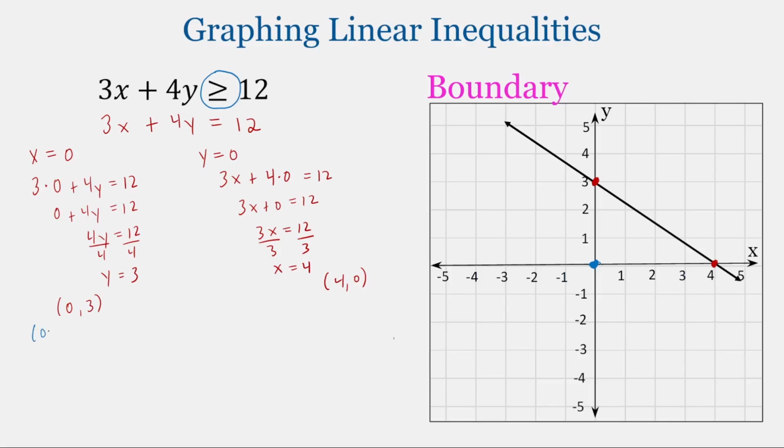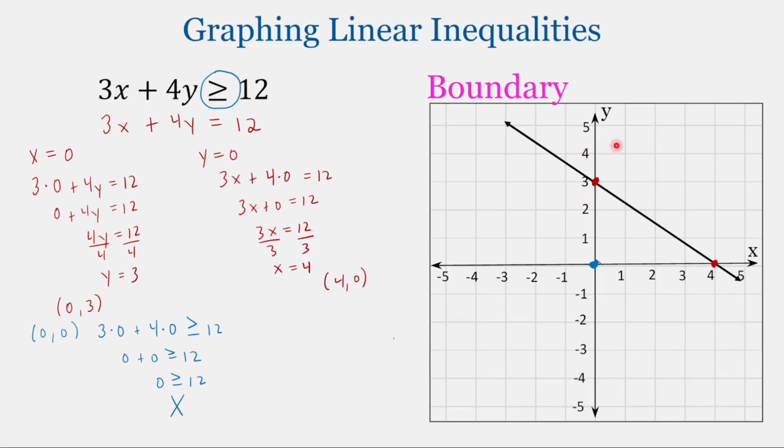So let's test the origin (0, 0), and we're going to plug this back into the inequality. So we have 3 times 0 plus 4 times 0 greater than or equal to 12. So we have 0 plus 0 greater than or equal to 12. 0 greater than or equal to 12. And that's not true. Now, if this point is not true, that means none of the points on this side are a solution to the inequality.